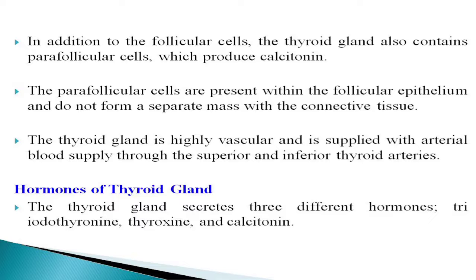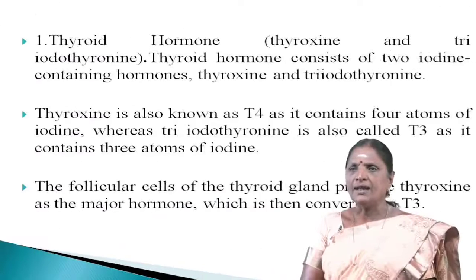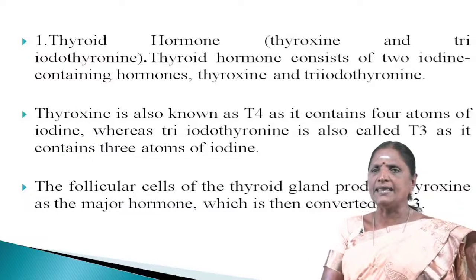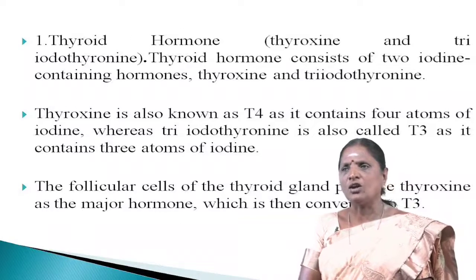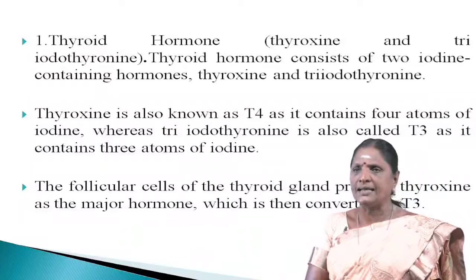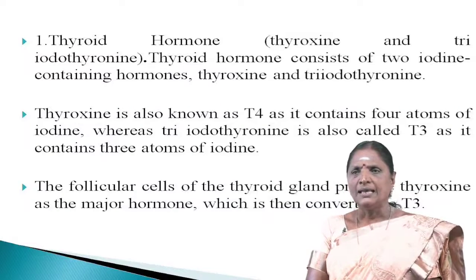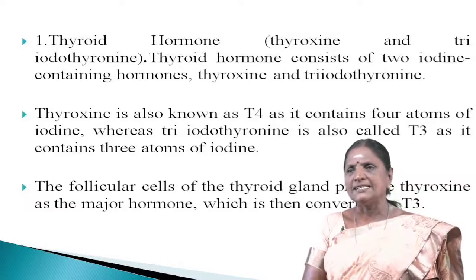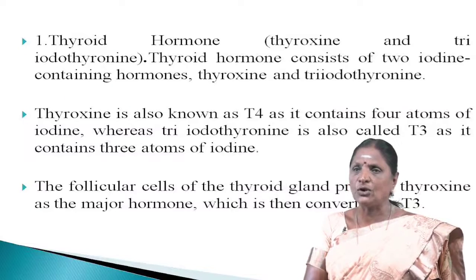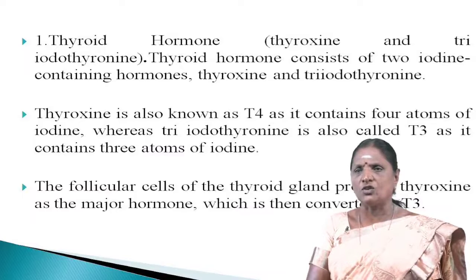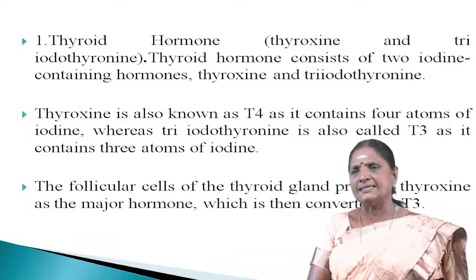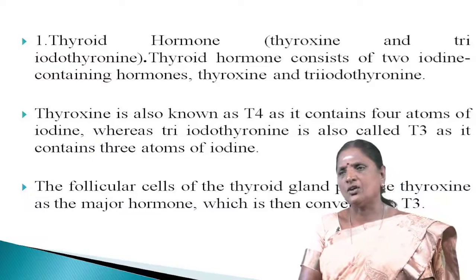Hormones of the thyroid gland. The thyroid gland secretes 3 different hormones: triiodothyronine, thyroxine and calcitonin. Thyroid hormone consists of 2 iodine containing hormones, thyroxine and triiodothyronine. Thyroxine is also known as T4 as it contains 4 atoms of iodine, whereas triiodothyronine is also called T3 as it contains 3 atoms of iodine.